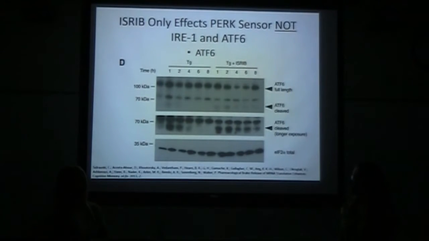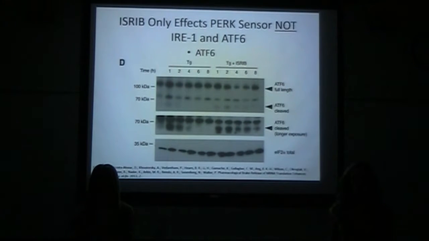And then the other sensor they wanted to test was ATF6, and whether the activation of this sensor was going to be inhibited or not by RIB. And as shown here, you still have your ATF6 present with your stress and your RIB, showing that the RIB did not affect ATF6. So up to this point, the RIB has only affected the PERK sensor, not ATF6 or IRE1.